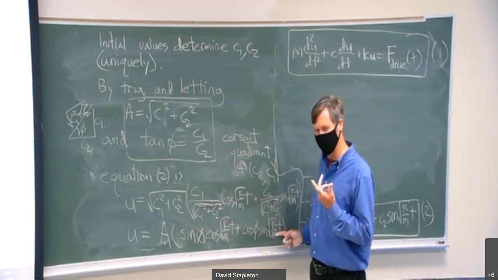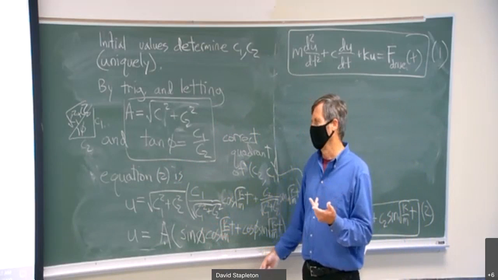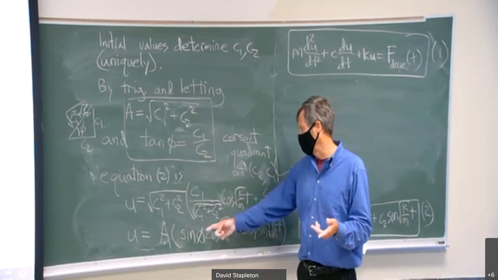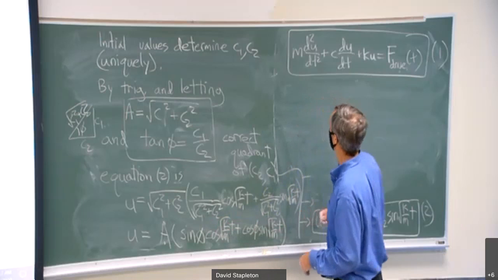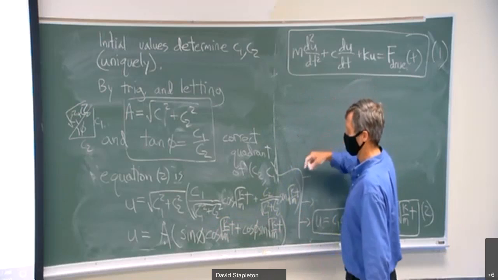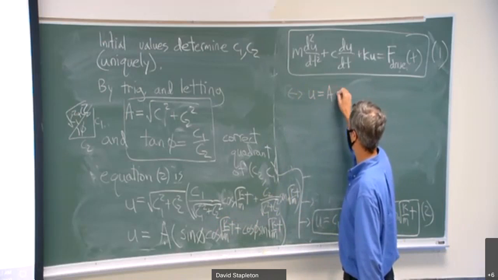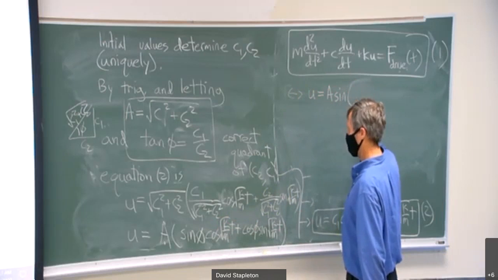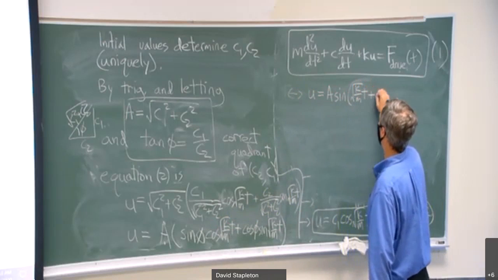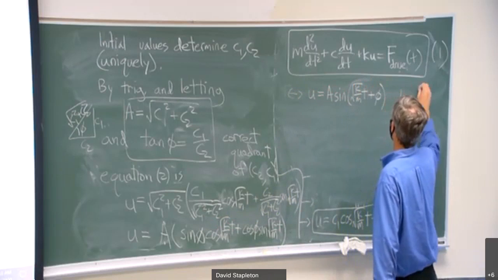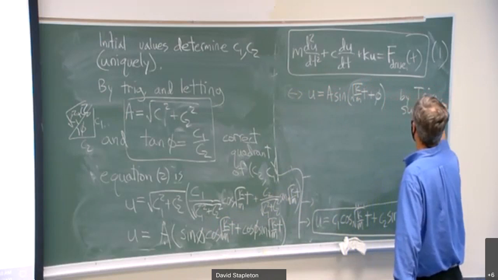Somebody remembers trig, right? The sum of angles formula. Sine of alpha plus beta is sine alpha cosine beta plus cosine alpha sine beta. That's why we make you learn all this stuff. So when you get classes like this, you can use it. So equivalently, this is U equals A times sine of the sum of the angles, square root K over M T plus phi, by trigonometry. The sum of angles formula for sine.